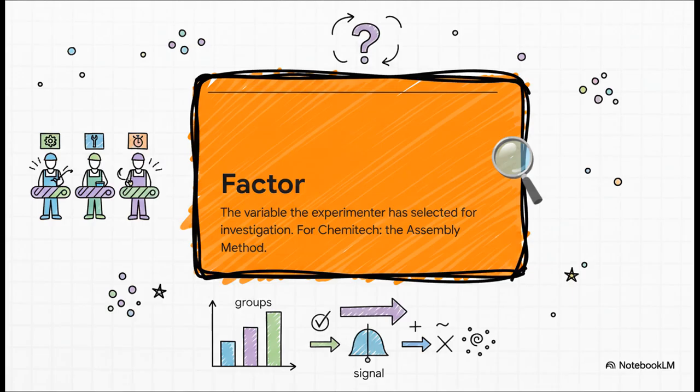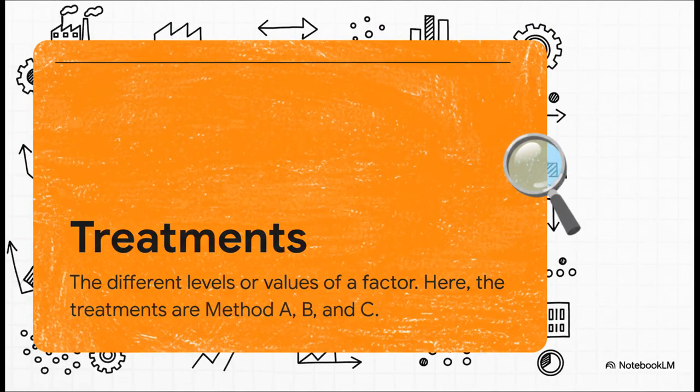Okay, a little bit of terminology here, but it's easy, I promise. First up is the factor. That's just the fancy word for the main thing you're investigating. So for Chemetech, the factor is, of course, the assembly method. And the different versions of that factor? Those are called treatments. So in our case, the treatments are pretty simple. Method A, Method B, and Method C.